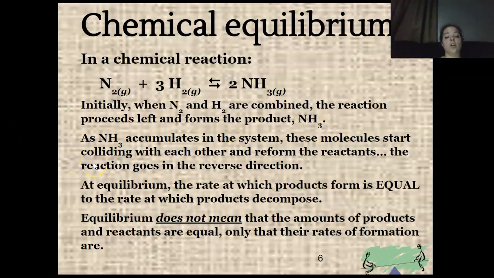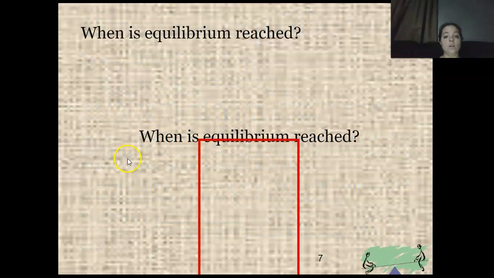As the ammonia accumulates in the system, these molecules start colliding with each other and reform into the reactant, which goes in the reverse direction. At equilibrium, the rates at which they occur are equal. Equilibrium does not mean the amount of the products and reactants are equal, only that the rates of formation are.